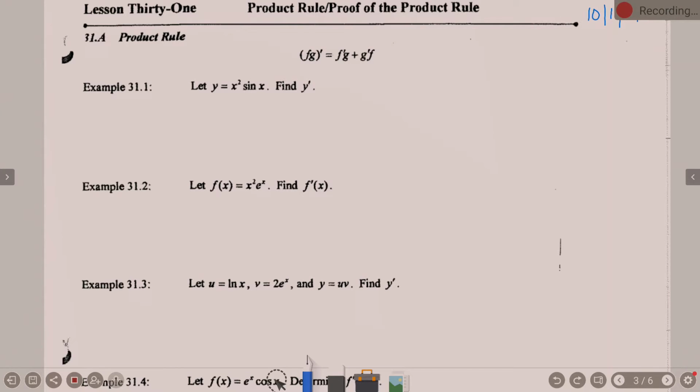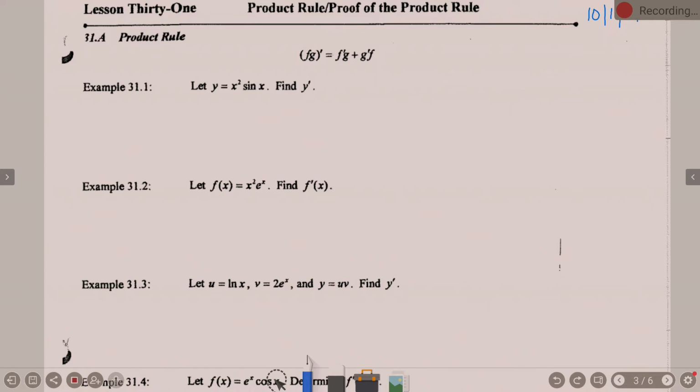Lesson 31. More derivatives. This is specifically the product rule. So how do we handle taking a derivative when there is more than one function multiplied together? When there is a product, how do we take the derivative? Unfortunately, it's not as easy as just saying, I see this, I know that derivative, I see this, I know that derivative, and just taking those derivatives.